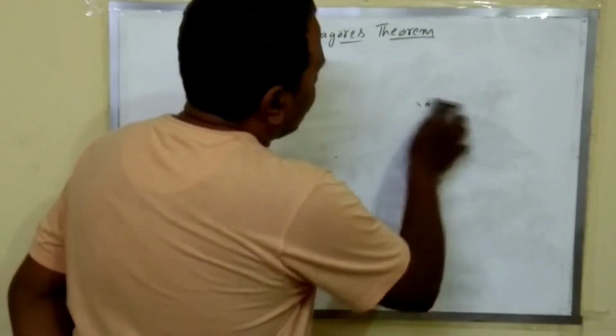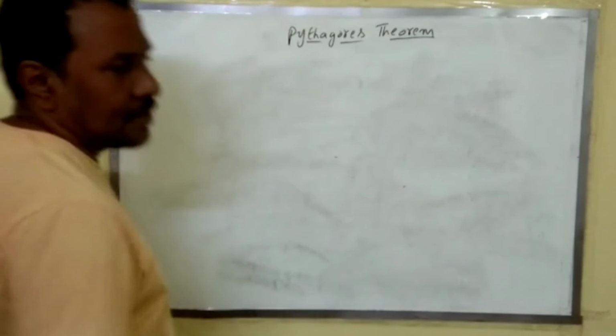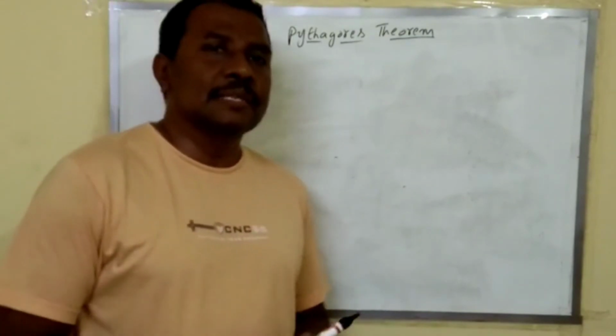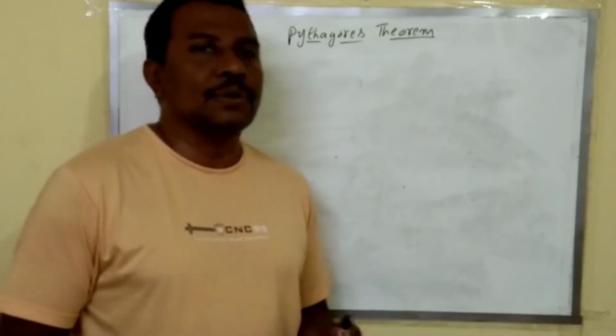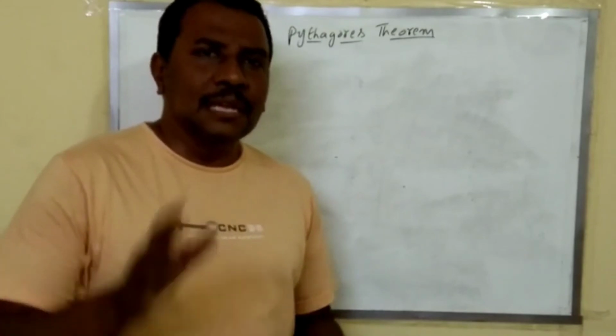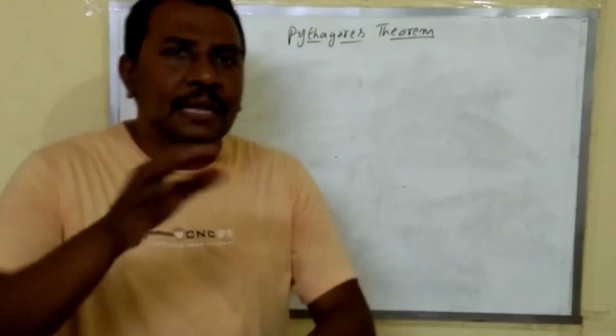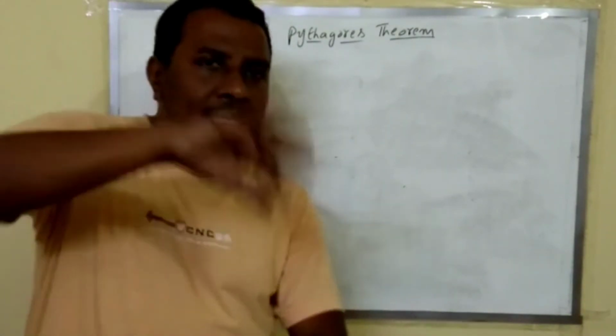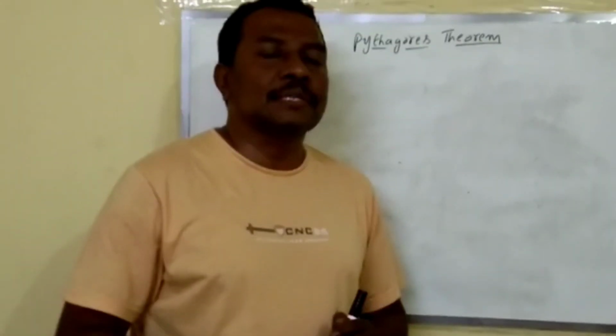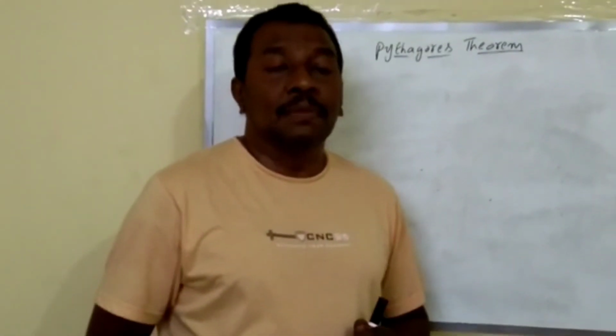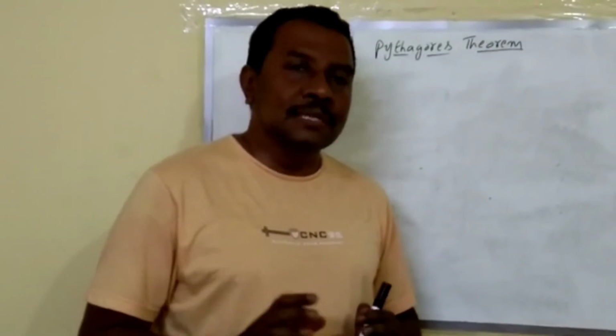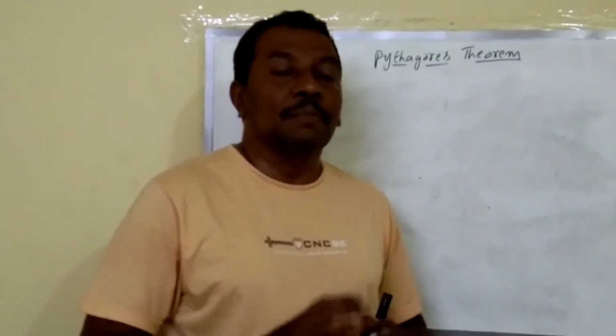So hope you understood what the Pythagoras theorem is. In the next section, we'll discuss the converse of the Pythagoras theorem. Converse is nothing but telling the same theorem in another way. That is what we call the converse of the Pythagoras theorem. In the next section, we'll discuss the converse of the Pythagoras theorem and its proof.